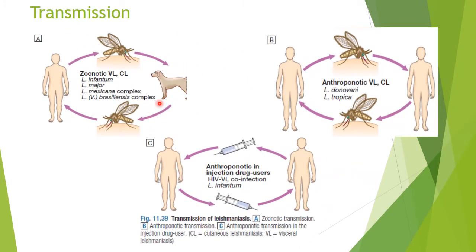Talking about the transmission, there are basically three modalities of transmission. The zoonotic visceral leishmaniasis or cutaneous leishmaniasis is caused by Leishmania infantum, Leishmania major, Leishmania braziliensis, and Leishmania mexicana. The host is human, but the source or reservoir of infection is dogs, so there is zoonotic transmission. In the case of Leishmania donovani, which occurs predominantly in India, there is no animal reservoir. For Leishmania tropica also, there is no animal reservoir. The transmission is from human to human by sandfly. Another important modality of transmission in Leishmania infantum is anthroponotic, in injection drug use, through the sharing of needles.